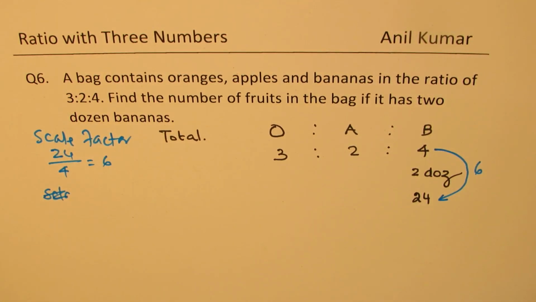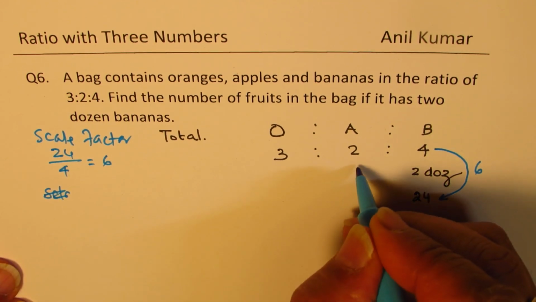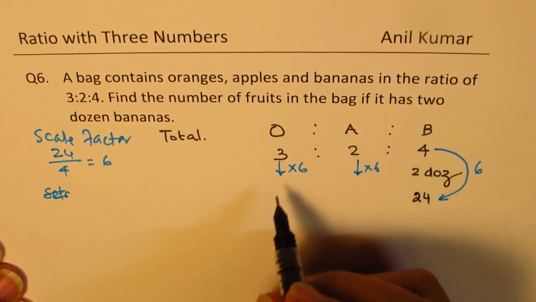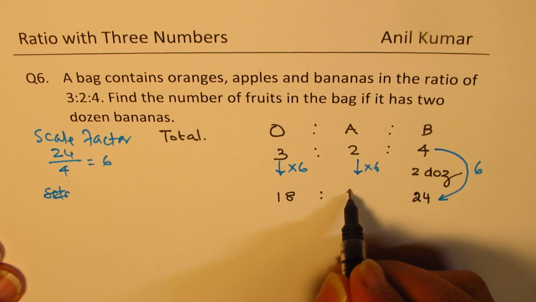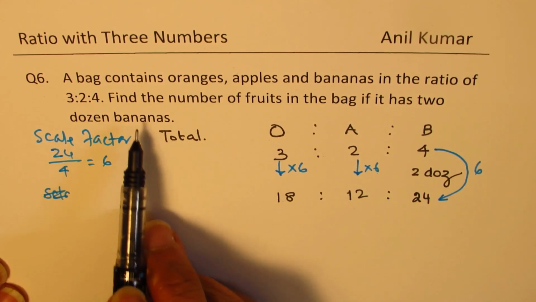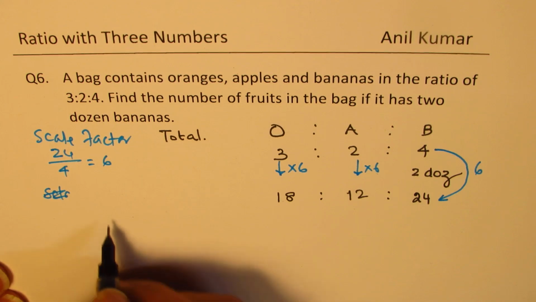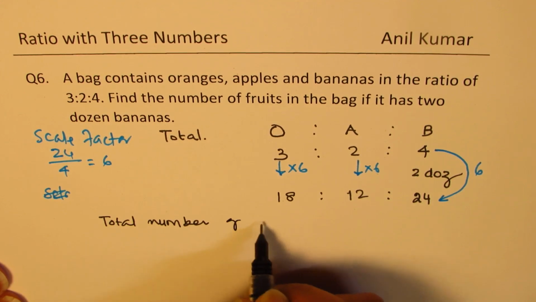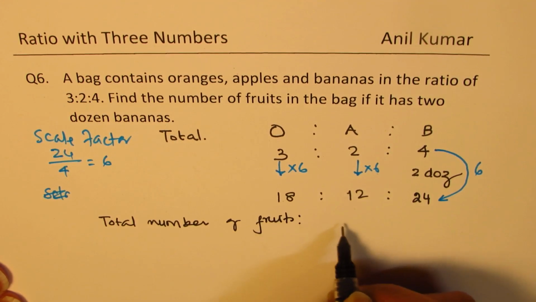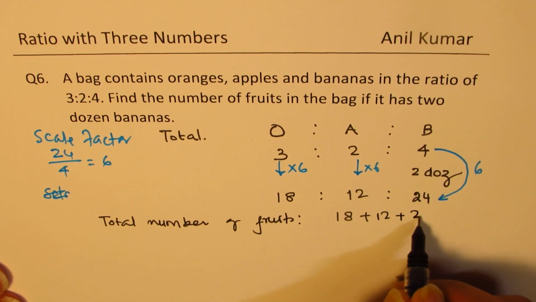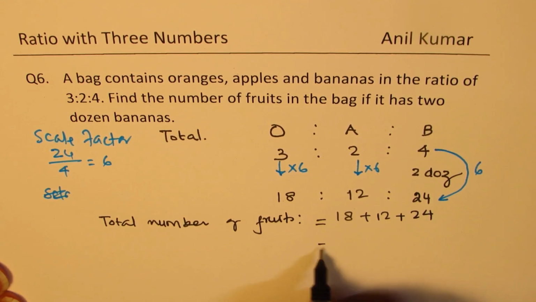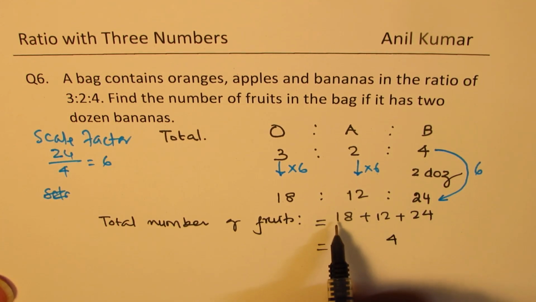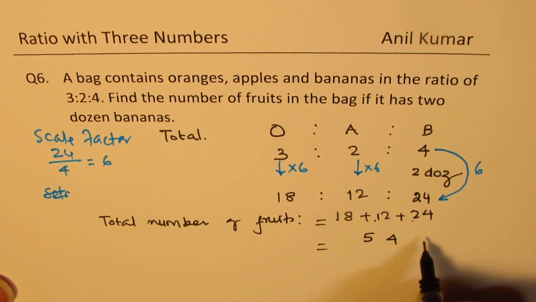So that is key. Find the scale factor. Once you have that, then just multiply by 6 to get the other values. Is that clear to you? So 6 times 3 is 18, 6 times 2 is 12, and those are the numbers. We need to find the number of fruits. So the total number of fruits will be 18 plus 12 plus 24, correct? Which is 54 fruits.